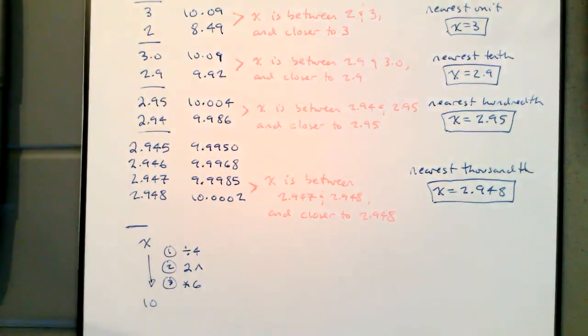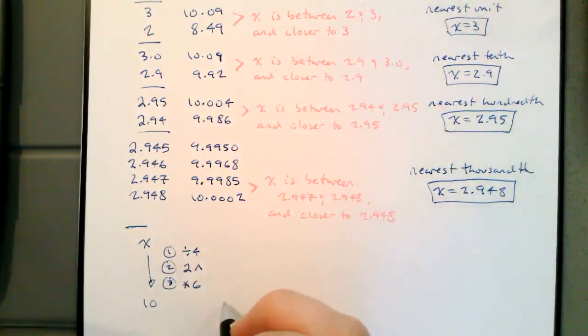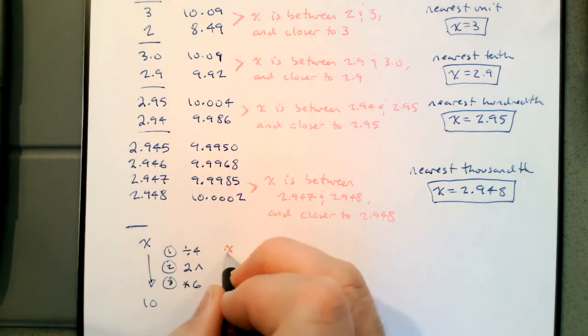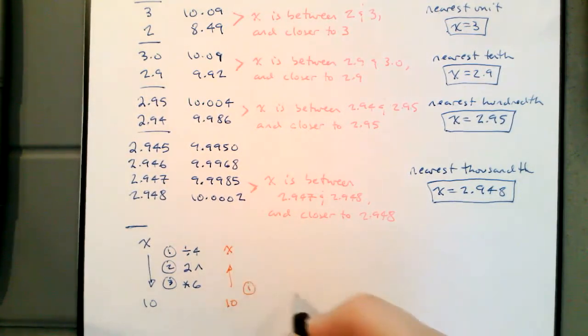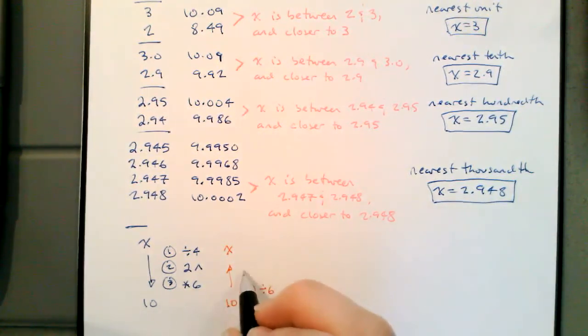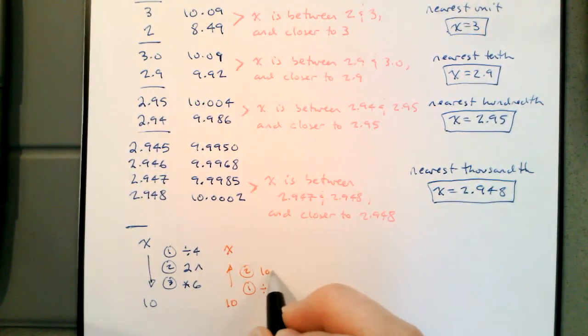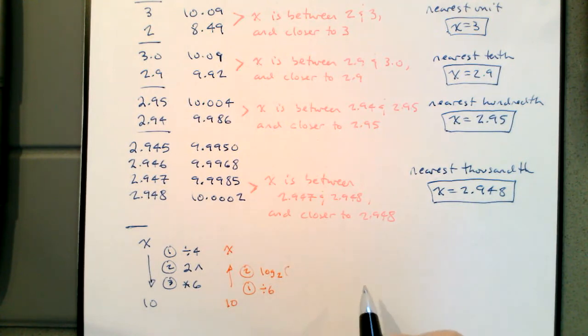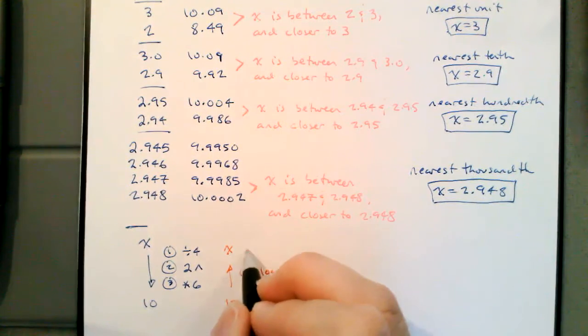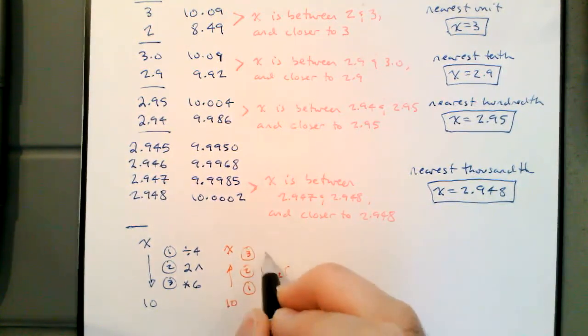So our plan for solving, to turn 10 back into an x: first we'll take the 10 and we'll divide by 6. That's the inverse of multiplying by 6. Second, we'll take the log base 2 of whatever we get. And third, the inverse of dividing by 4 is multiplying by 4.